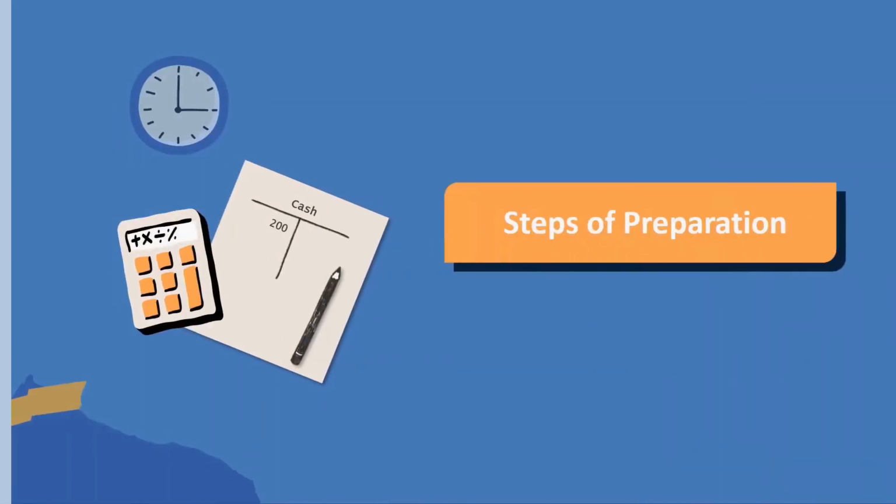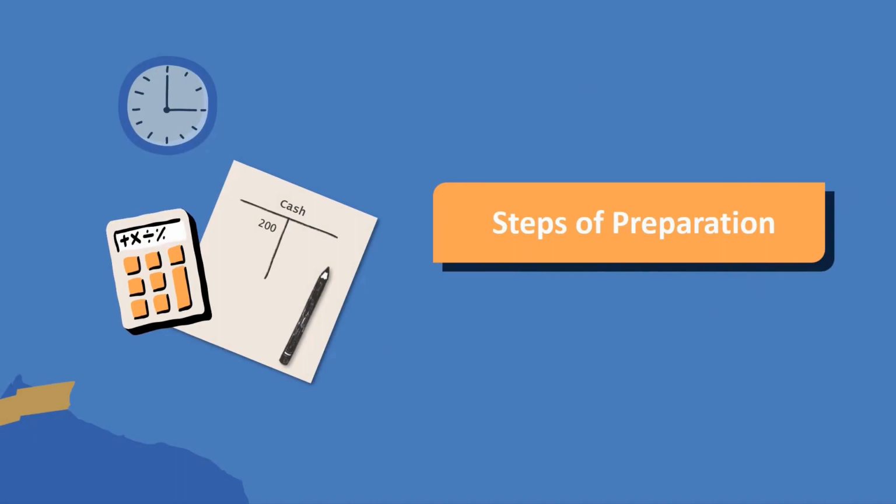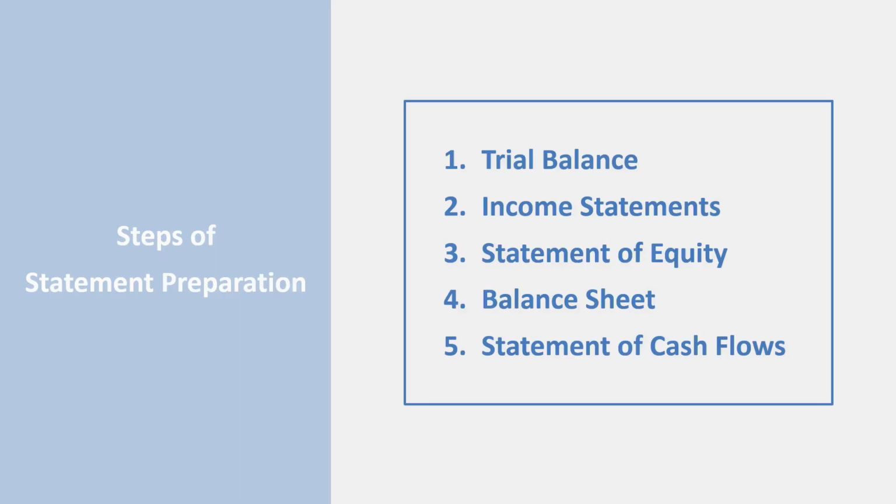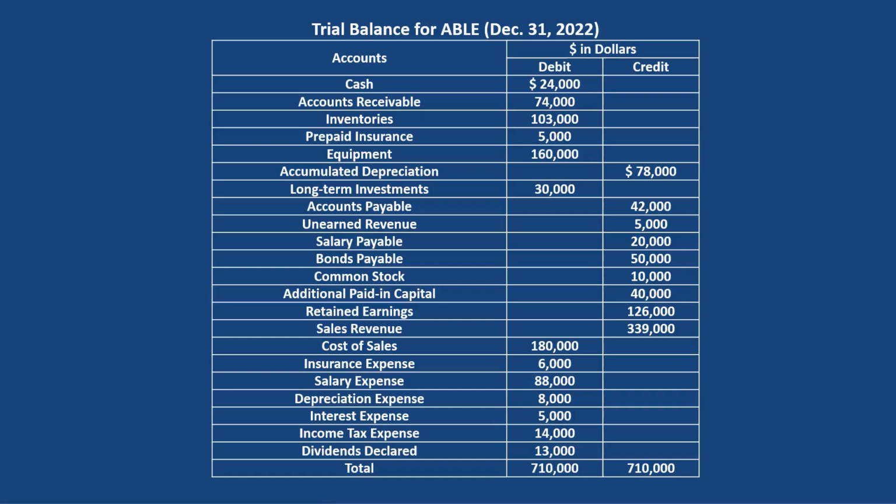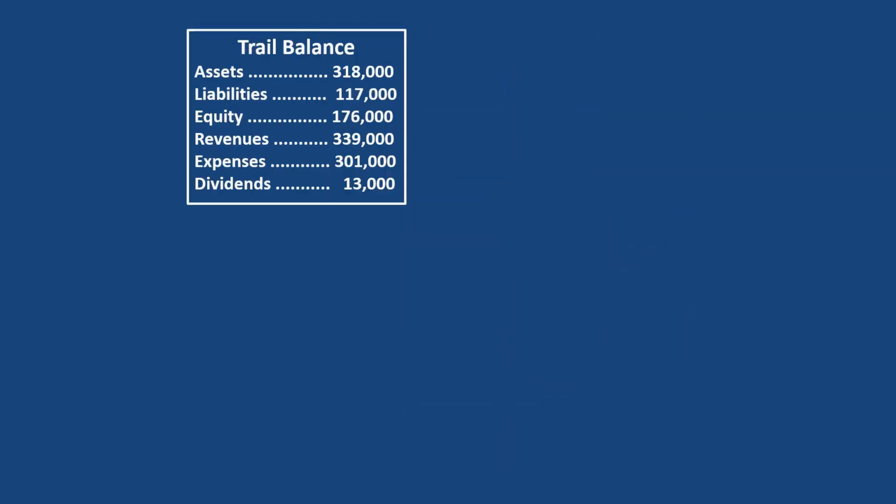Now let's get started with the steps of financial statement preparation. These are the essential steps we'll follow to prepare financial statements. Firstly, we need to prepare a trial balance, which is a list of ledger accounts and their balances at a point in time. The trial balance typically includes 6 groups of accounts: assets, liabilities, equity, revenues, expenses, and dividends.